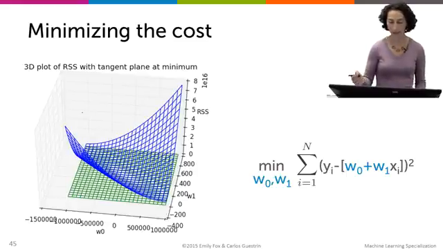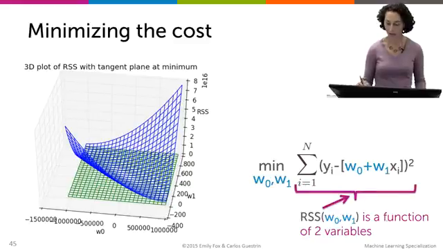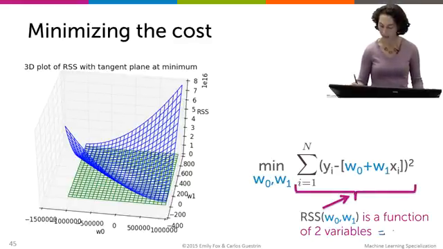Let's formalize this idea a little bit more. Here, what we're showing is our residual sum of squares, and we see it's a function of 2 variables, W0 and W1. So we can write it generically as some function g of a variable W0 and a variable W1.